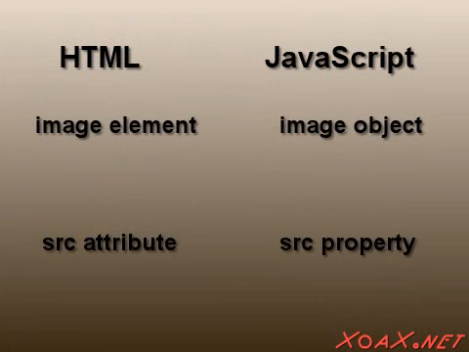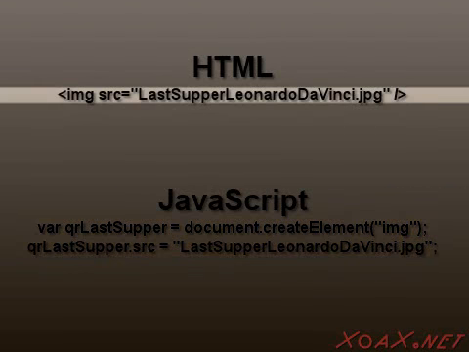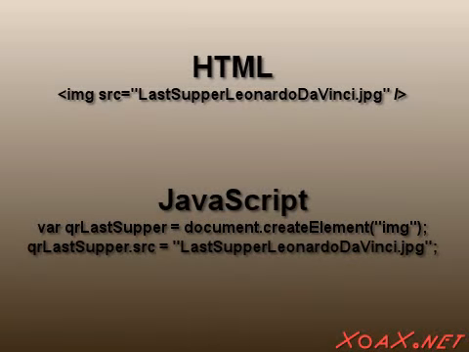Let's set this up and look at the correspondence. We have the HTML image element, which corresponds to the JavaScript image element object. The HTML image attribute src corresponds to the JavaScript property src. So these 2 lines of JavaScript correspond to this line of HTML, and either code will create the same image element. So we see that what this JavaScript code is really doing is the equivalent of creating HTML code.